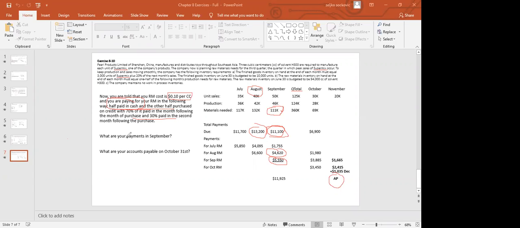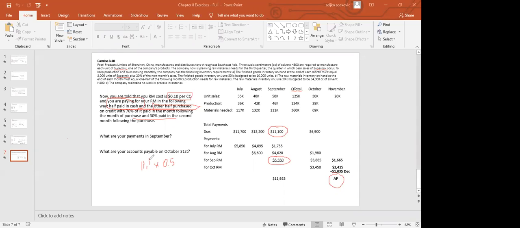And then, oh no, it's more complicated than this. Half of the purchase will be paid on credit, and of that half, 70%. Okay, so be careful. Let's say we are dealing with 11,100. 11.1 times 0.5. That's your cash here that you need to pay.